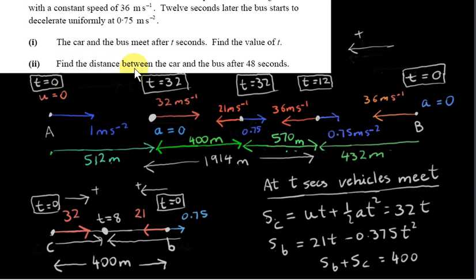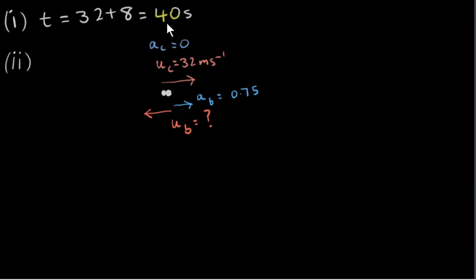In the next question, we want to find the distance between the car and the bus after 48 seconds. Well, we know that after 40 seconds, car and bus collide. So that's what we got from part 1. So after 48 seconds, we're talking about a further 8 seconds. So we can set the timer to 0 here when the particles collide. So this is the situation at t equals 0. So for 48 seconds, we need to consider the distance between the vehicles at 8 seconds.